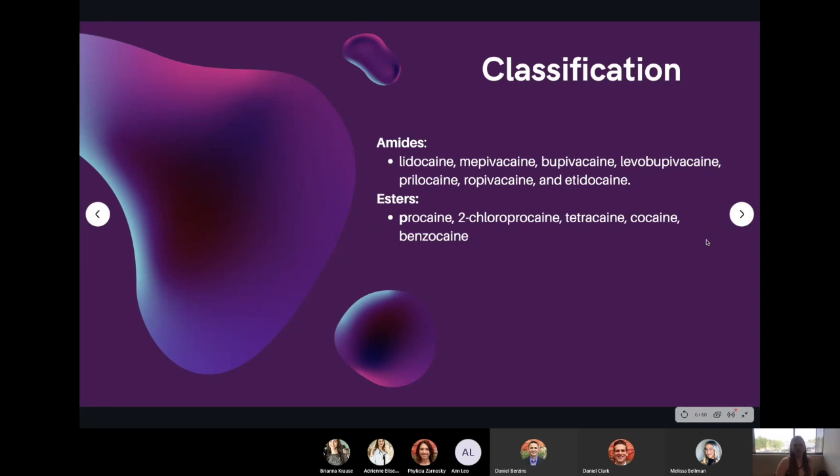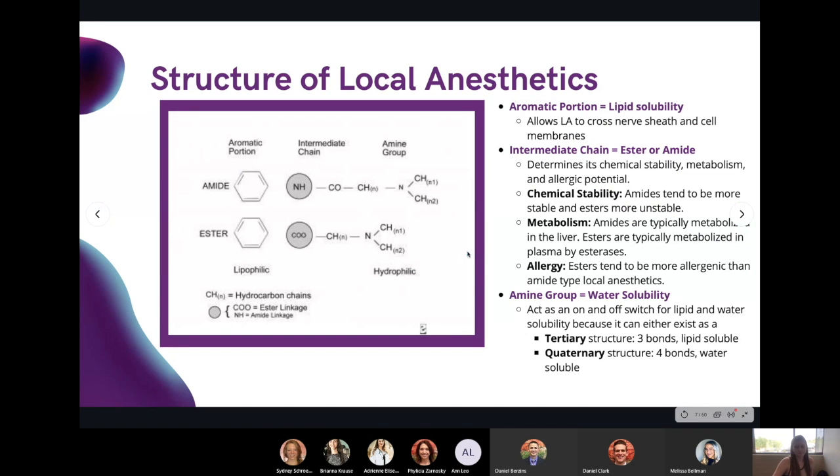There are two major classifications of local anesthetics, amides and esters. The amide local anesthetics are listed here: lidocaine, mepivacaine, bupivacaine, levobupivacaine, prilocaine, ropivacaine, and articaine. The ester local anesthetics are procaine, 2-chloroprocaine, tetracaine, cocaine, and benzocaine. Local anesthetics are classified as either an amide or an ester local anesthetic based on their chemical structure. This determines its chemical stability, metabolism, and allergic potential. Amides tend to be more stable, and esters are more unstable.